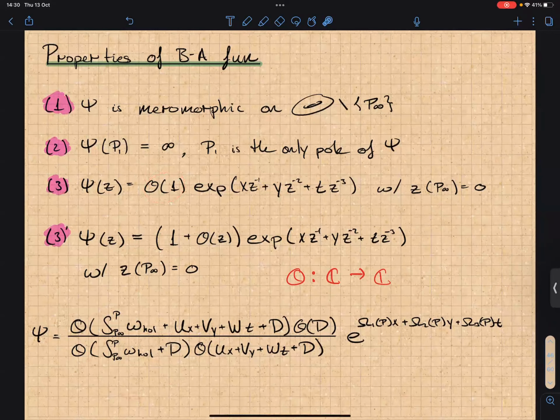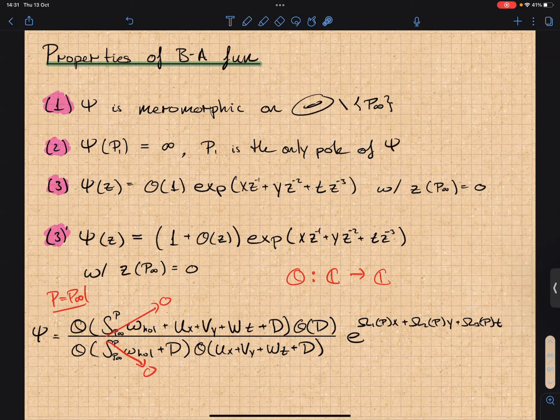To actually show 3, we additionally need to show that the theta part, the ratio of the theta functions, doesn't have a pole at p infinity. We can check that precisely here and here: it's not going to have a pole and its leading term is going to be equal to 1, and you can check that pretty easily in here. If you set p equal to p infinity, then you can easily check that this integral is from p infinity to p infinity, so this is 0 and this is 0. So you get theta of d times theta of u x, v y, w t plus d, and in the top you get the same thing. So this ratio cancels out completely if you set p equal to p infinity, because the integrals are going to be equal to 0.